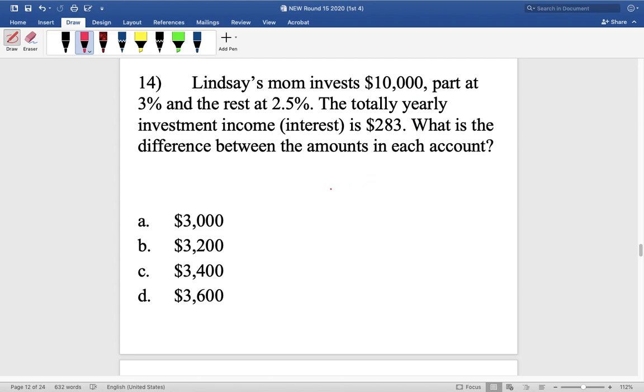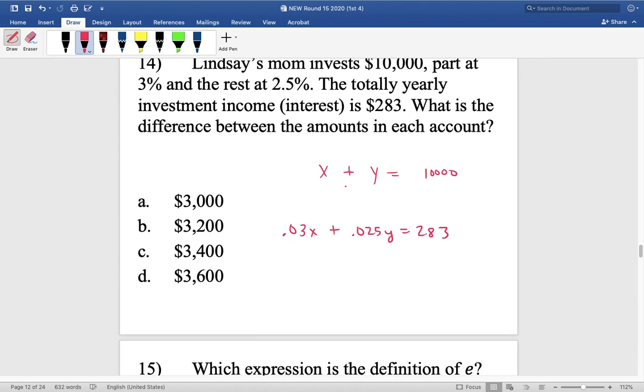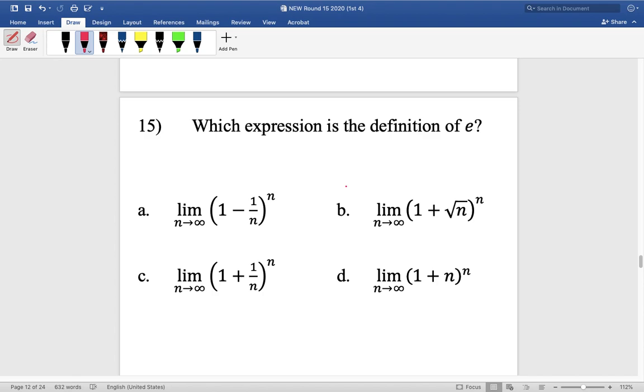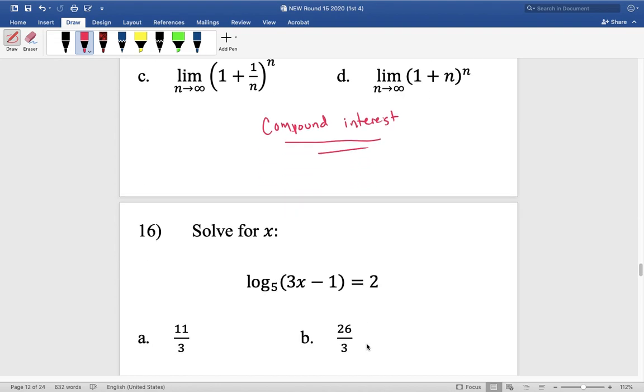Number 14, solving equation problems. The equations you're looking for here are the two investments add up to $10,000, and the other equation is the interest for this one and the interest for this one total 283. Use some substitution or elimination, and you will be at your answer. Definition of e. The correct answer here relates to compound interest. I'll let you look this one up and see if you can find it. But this version of e is related to compound interest.